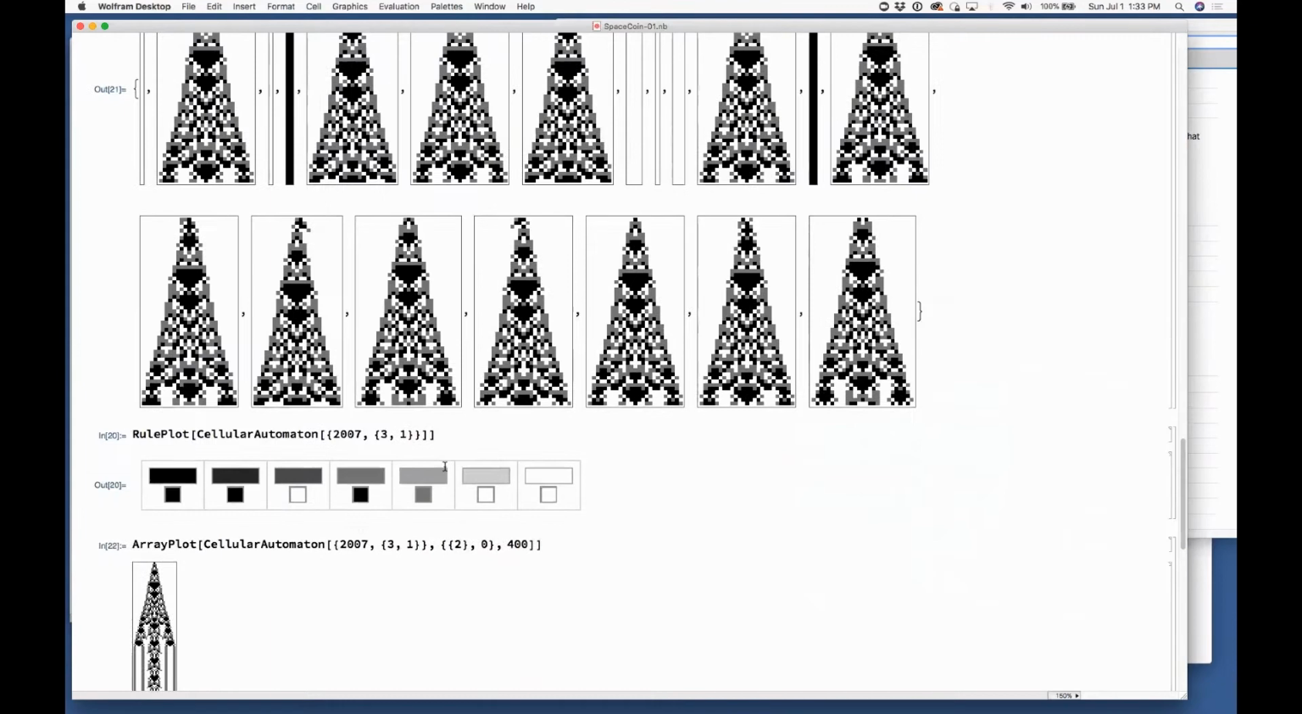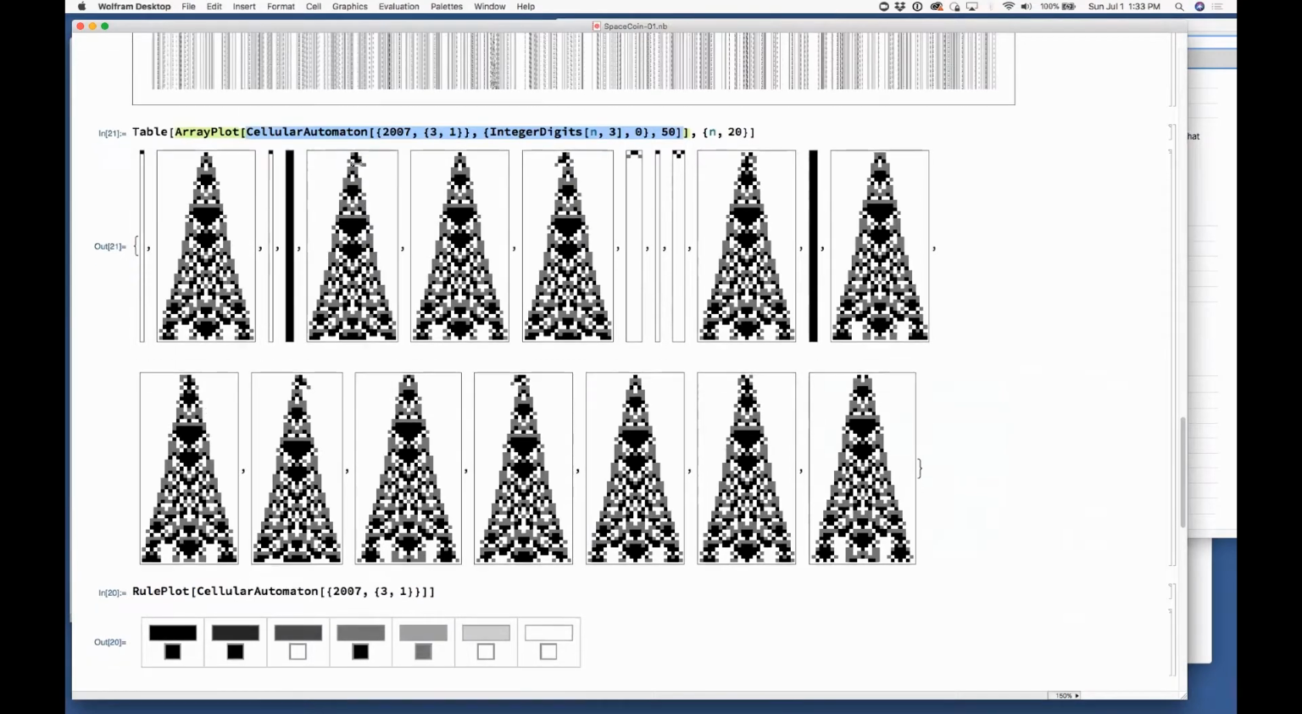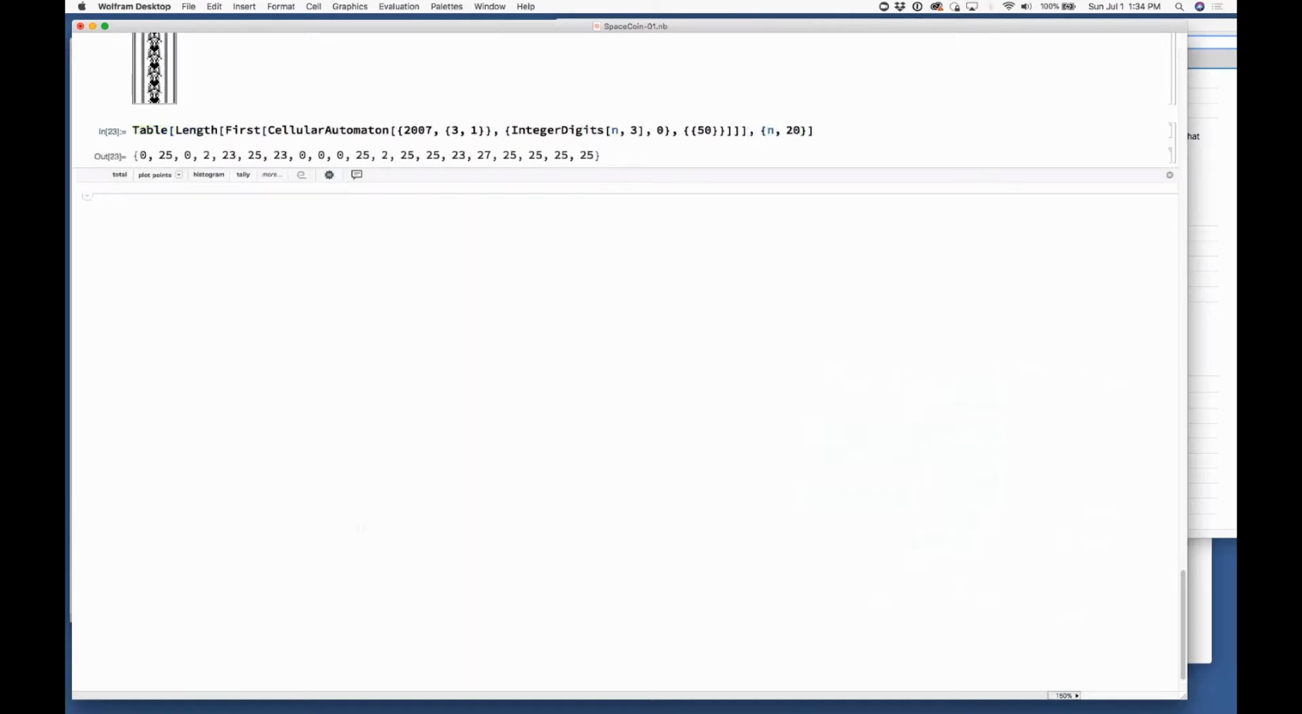So in fact, the thing that I was computing before isn't so silly. I can just say go 50 steps and see how big the thing has got at 50 steps. So let's see. Go 50 steps here, and that's a certain one of these. Then say length of first of this, and now make a table of those for n up to 20, for example. So this is now showing us how big the structure gets after 20 steps.